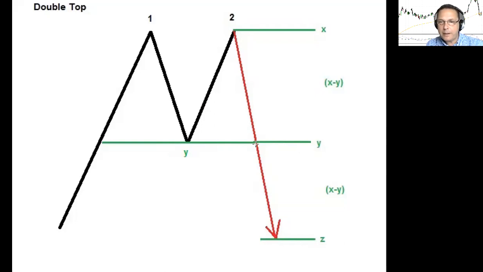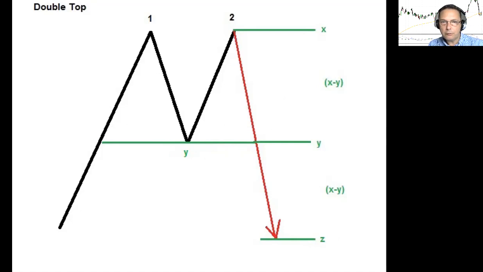Now, the good thing about price patterns is that obviously we have a directional bias, so we know which direction we should be trading in, but also we have a minimum price objective. And this is based upon the width of the pattern itself. So the width of the pattern is basically the highest peak, which is number two, labeled X, minus the trough at point Y. So this distance X minus Y is subtracted from point Y to give you point Z, a minimum objective for the double top pattern.